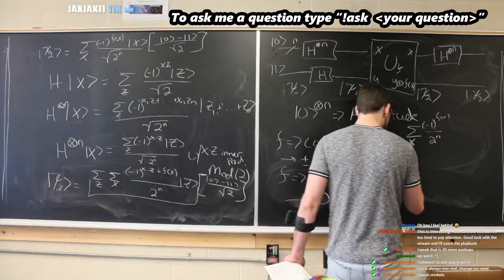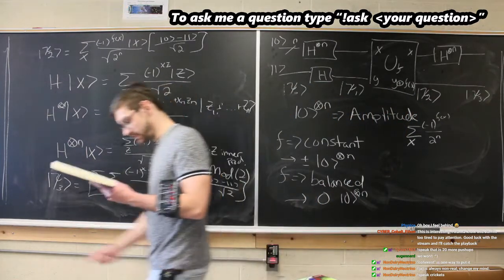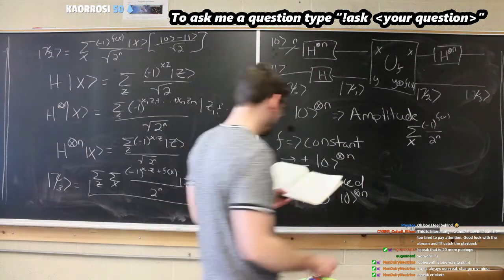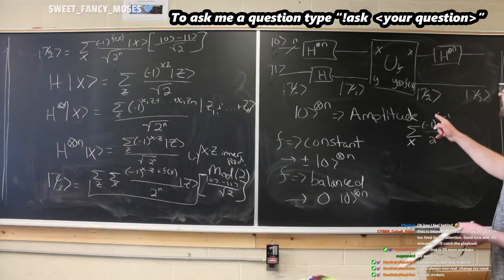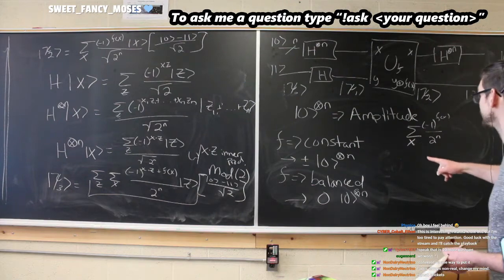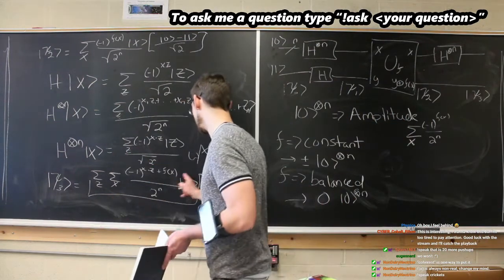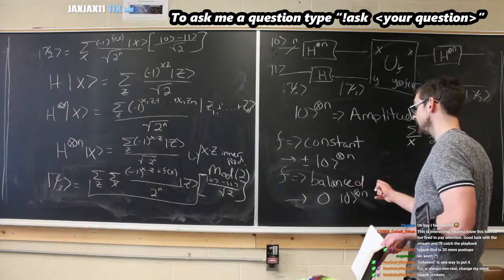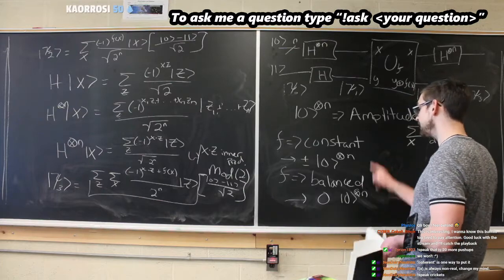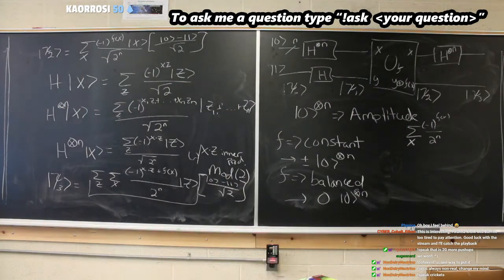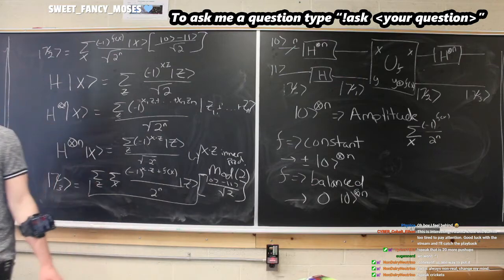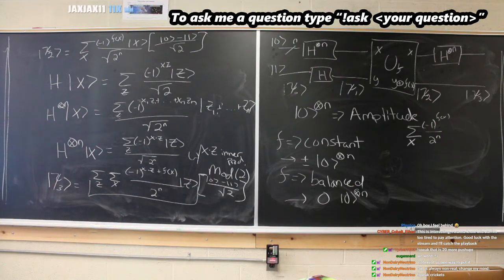So, let me write the phrase. Here's the cool part. If you measure this out front here, the z state, and you get anything other than all zeros, it's balanced. If you get all zeros, it's constant. So Alice was able to figure out from one measurement of z whether or not Bob's function was balanced or constant.